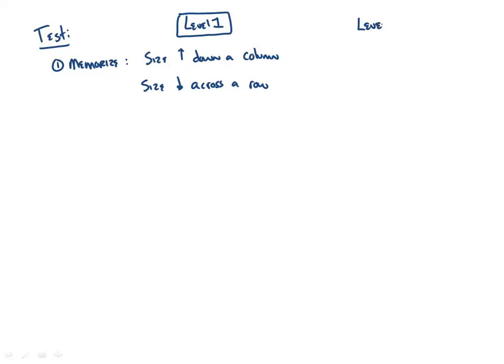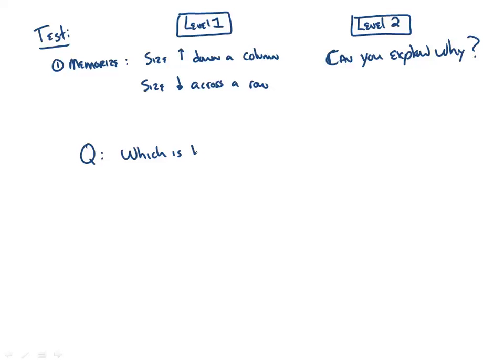Level 2 is, can you explain why? So a test question might be, for instance, which is bigger, sodium or, I don't know, what's in sodium's row? I'm having a blank. Sodium or, say, sulfur. And then, of course, the question will say, explain.